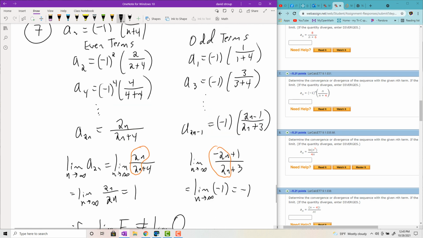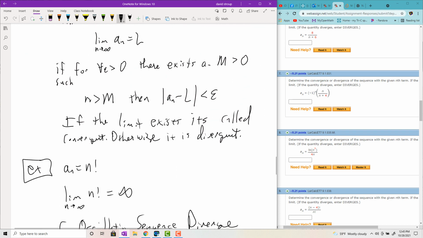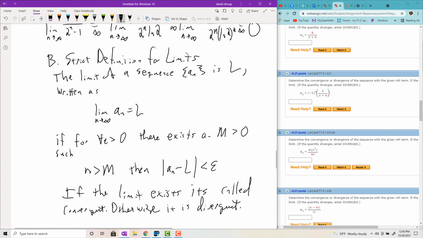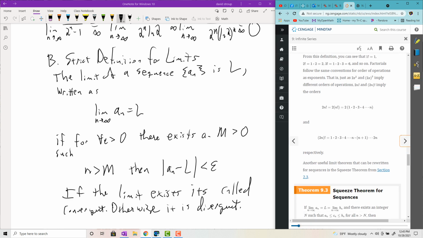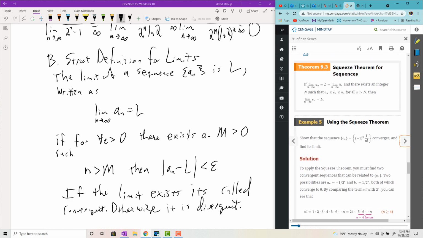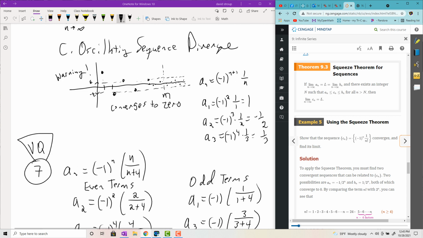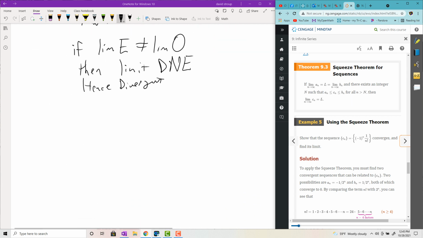Some other tools for doing limits: one other tool is the squeeze theorem. Okay, so going back to the book, here's theorem 9.3, the squeeze theorem. So let me put that in as part D here in my notes.